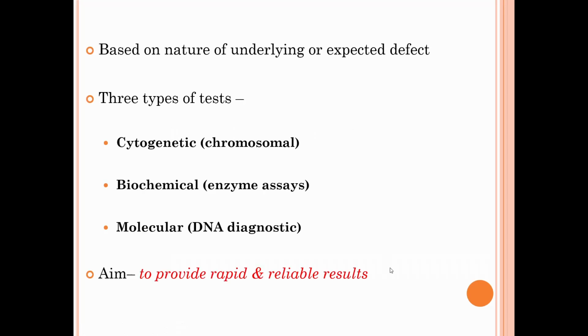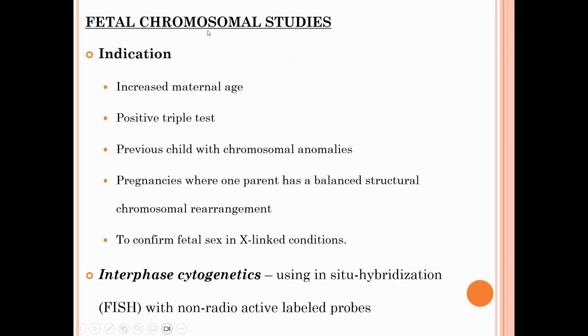Okay, now laboratory techniques. So based on the nature of the underlying or expected defect, there are three types of tests. It can be cytogenetic, where you are going to see the chromosomes. It can be biochemical, where you are going to see the enzymes. There can be molecular, where you have to do the testing of the DNA. Aim is to provide rapid and reliable results. Now fetal chromosomal studies, you already know all these indications. So either increased maternal age, positive triple test, previous child with chromosomal anomalies, pregnancy where one parent has a balanced structural chromosomal rearrangement, or to confirm fetal gender in X-linked condition.